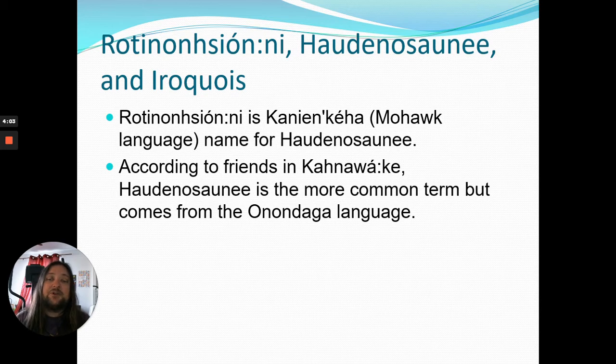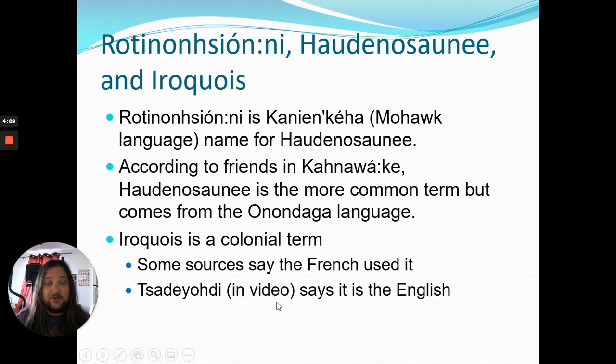So Haudenosaunee is the more common term for the Confederacy, and it does come from the Onondaga language. And remember, each of the nations in the Confederacy has their own culture and language, even though there are similarities. They're almost dialects of each other's languages, and they all have their individual cultures, but they are united, and there are some shared things like the creation story and the clan system. Right?